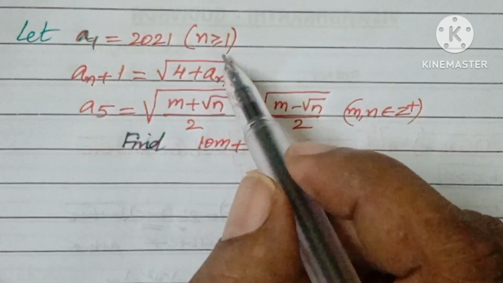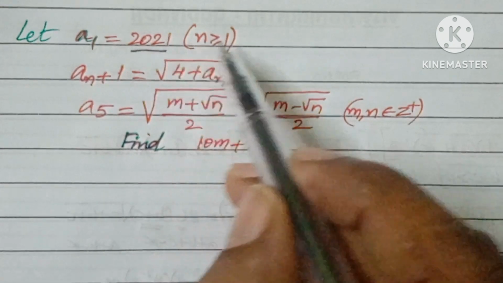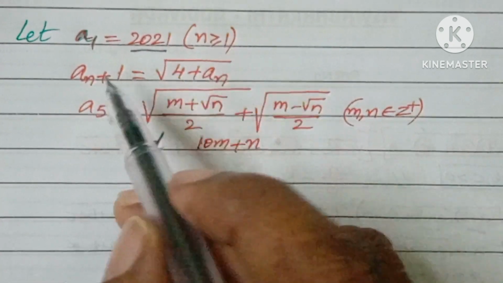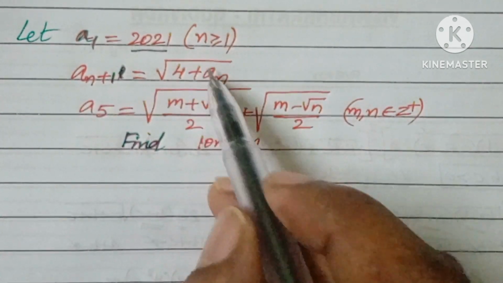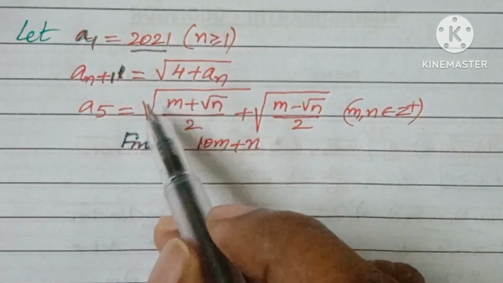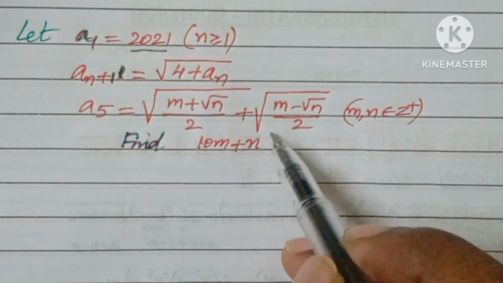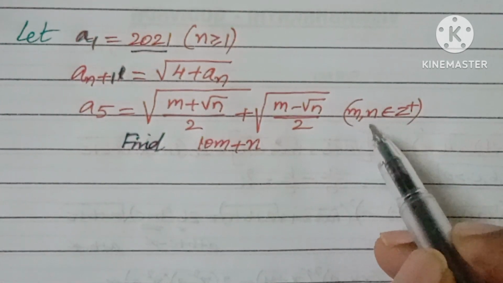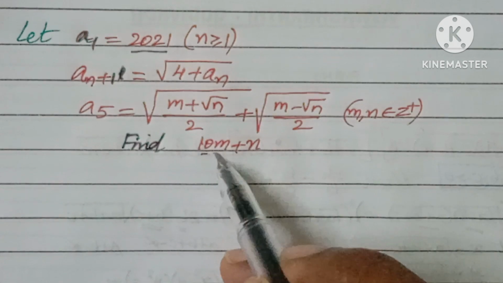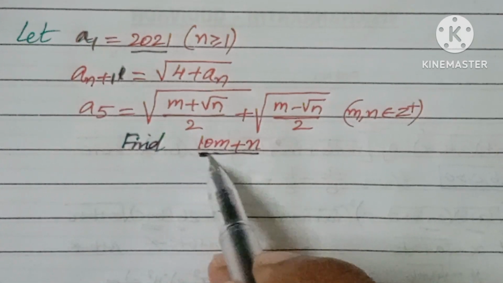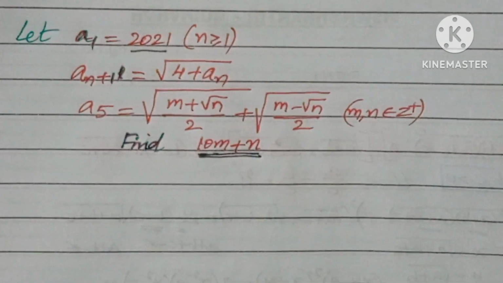Today we are looking at one Olympiad problem. Given a1 is equal to 2021, for n greater than or equal to 1, a(n+1) is equal to the square root of 4 plus a(n). a5 is given as root of (m plus root n) by 2 plus root of (m minus root n) by 2, where m and n belong to positive integers. Now find the value of 10m plus n. As you are going to solve this problem, pause the video for 10 seconds and try it.